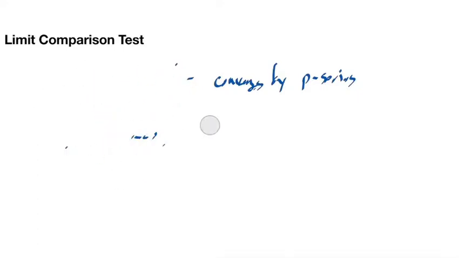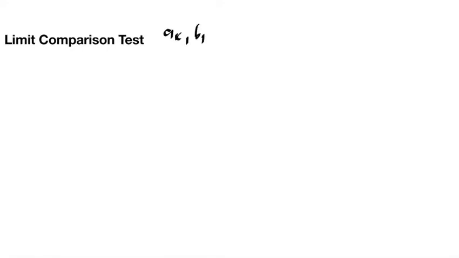And that is what we call the limit comparison test. And so the way we do the limit comparison test is this. First we want our A's and our B's to both be positive sequences for all k. So a_k is going to be greater than 0, and our b_k's are also greater than 0. And this time I'm going to actually try to use the right notation.